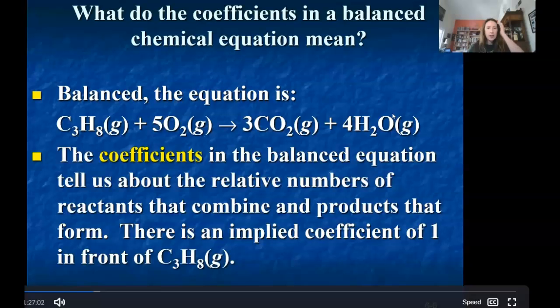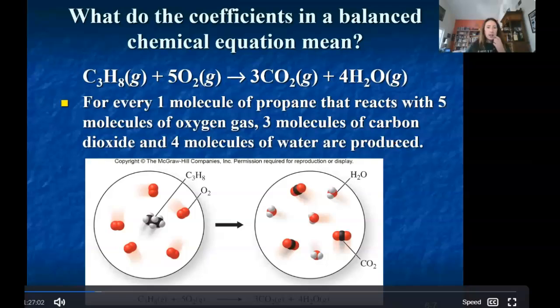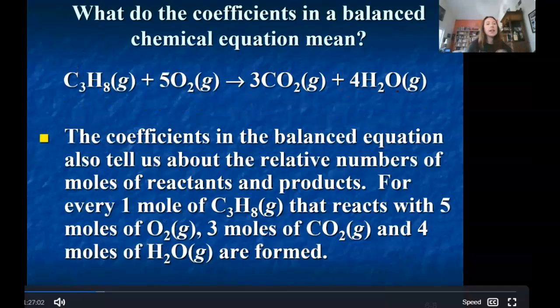Here's our propane. The coefficients, again, this is understood to be a 1. This means we have 1 molecule of propane, 5 molecules of oxygen, 3 molecules of carbon dioxide, and 4 molecules of water, right? And so, again, 1 molecule, remember this is a 1 here, even though it says 5, 3, and 4. But we can also say that this is 1 mole, right? Remember we talked about how if I said, hey, could you give me a molecule of propane? You'd be like, no, because how would you get a molecule of propane, right? It's too small.